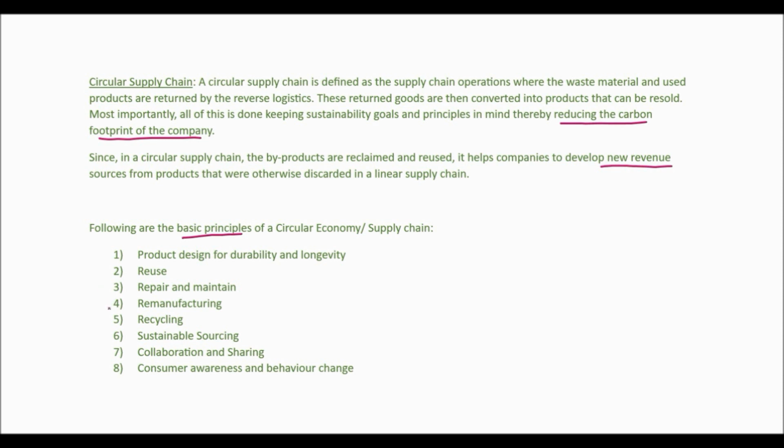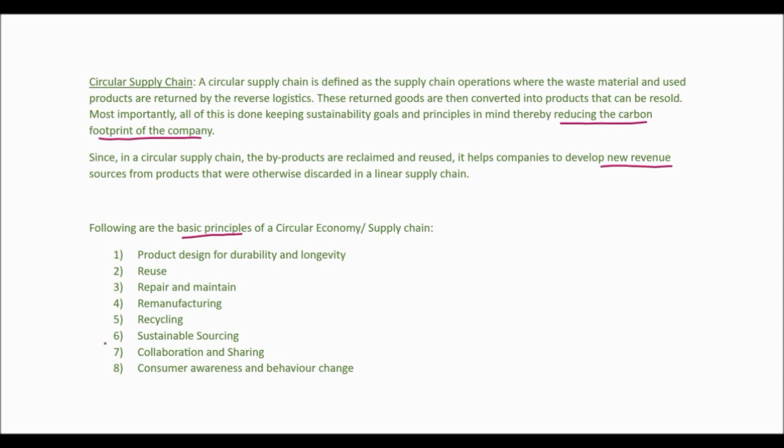The fourth is remanufacturing. So when a product reaches the end of its life, it is dismantled and rebuilt to new-like condition, minimizing the need for manufacturing new products and extracting raw materials. Fifth is recycling. Materials and components from obsolete items are recycled to make new ones.